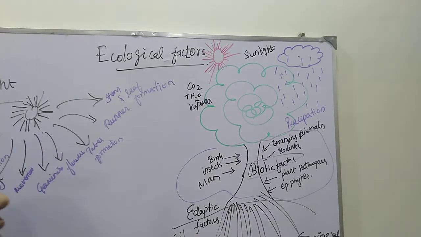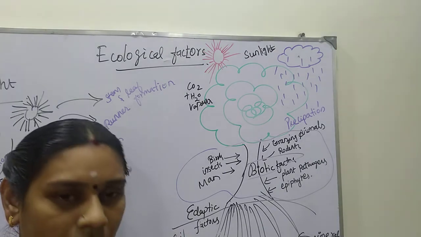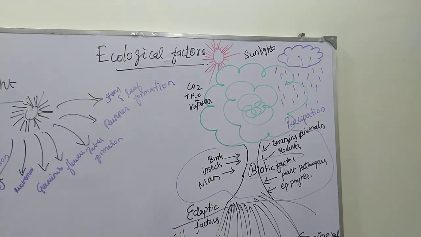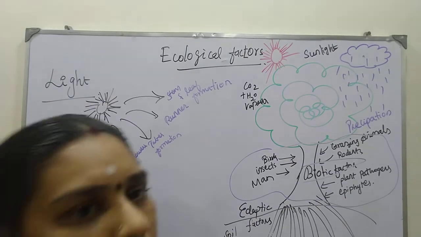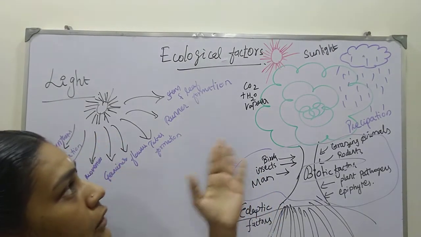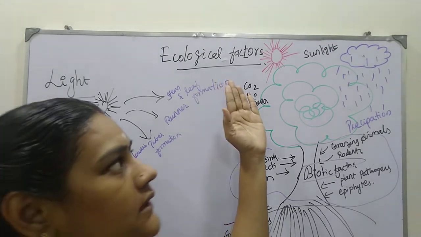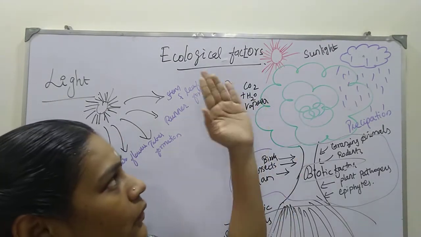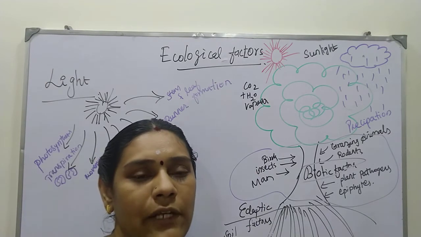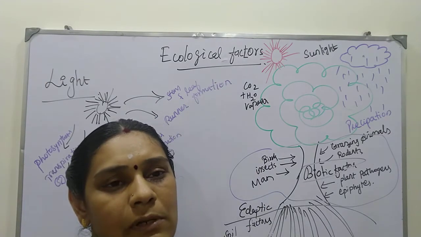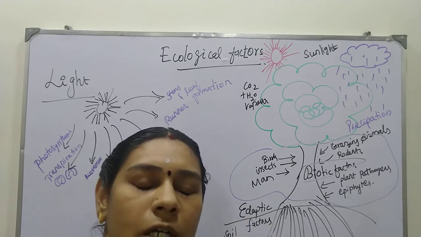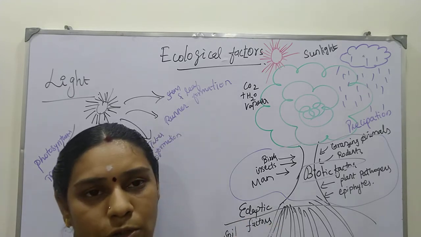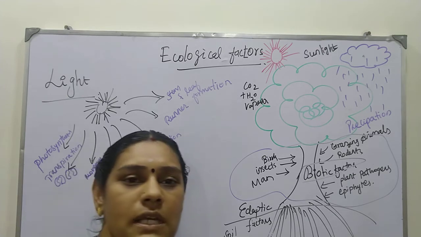So this is about the ecological factor. In this video, I am going to explain the ecological factor called sunlight. In the last video I explained what ecology is, the principle of ecology, the history and introduction to ecology, and ecological equivalence. Today I am going to explain these ecological factors.